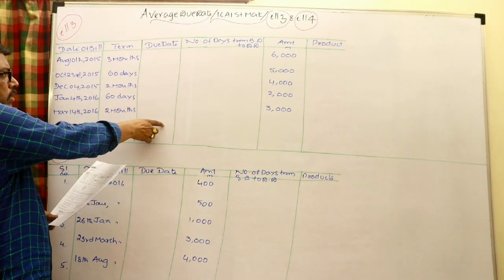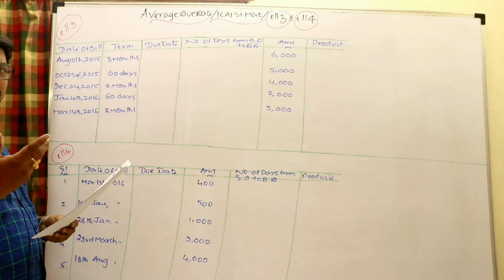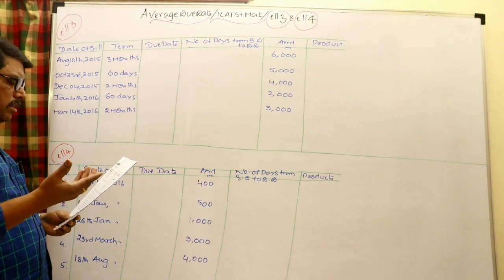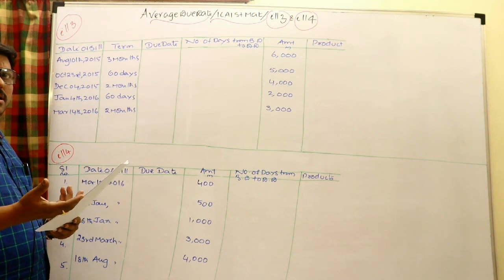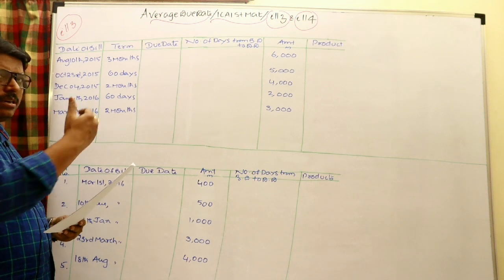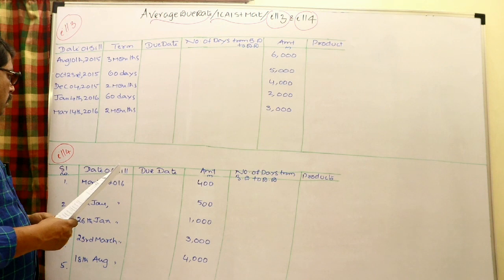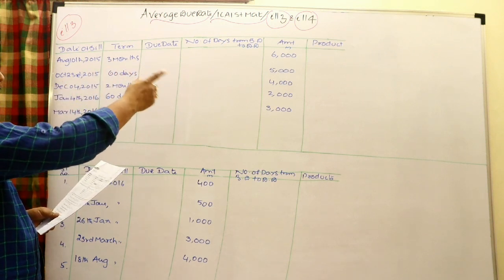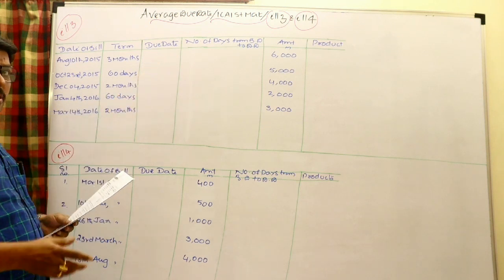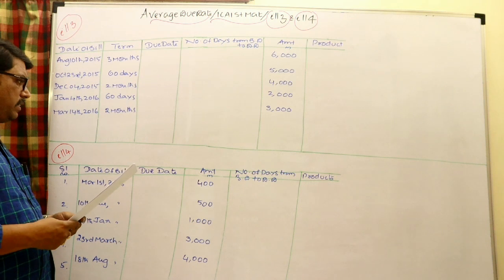Based on these, let us find the due date. Select one of the due dates as the base date, definitely the earliest date, which is the better one. When you select the earliest date as the base date, all the numbers of days will come out positive and the sum will be simple. Once the due dates and the number of days are worked out, multiply the number of days by the amount to get the product. Thereafter it is quite the same.